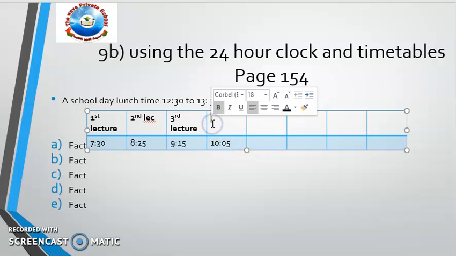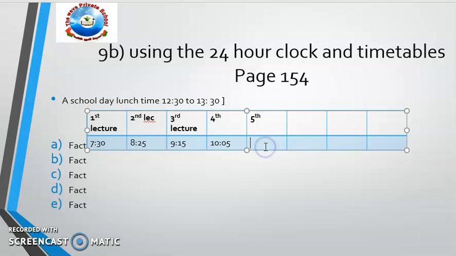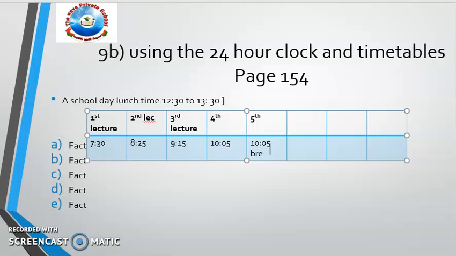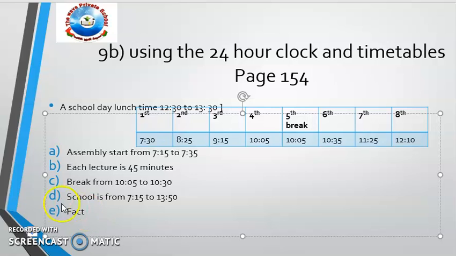And the fifth one, you have break. Sixth one, it's 10:35, and then right here, seventh one, it's 11:25, and the eighth one, 12:10. After that you have to write here some facts.